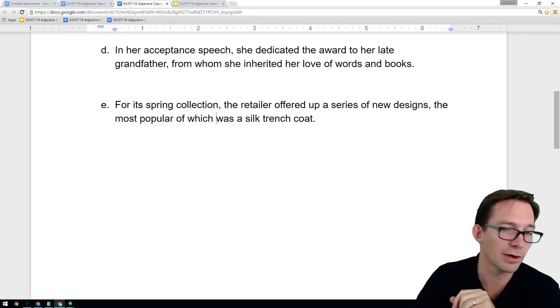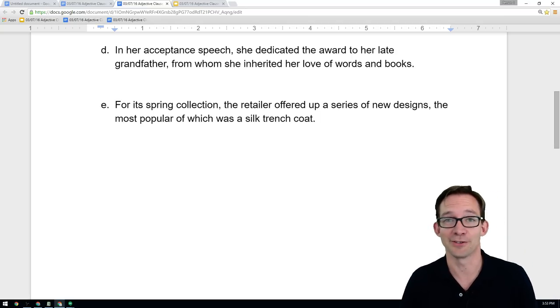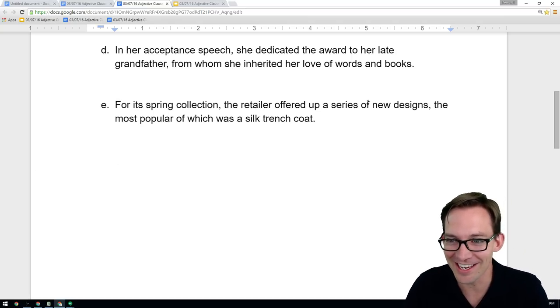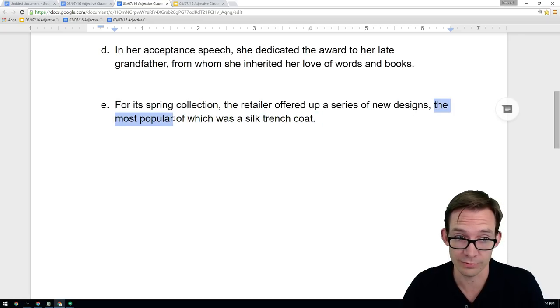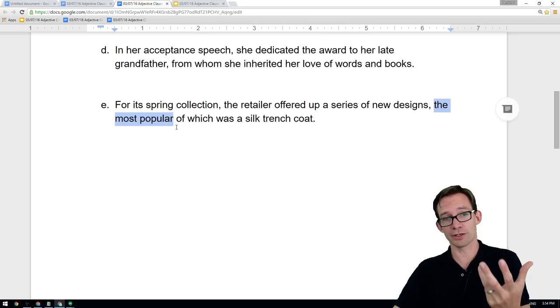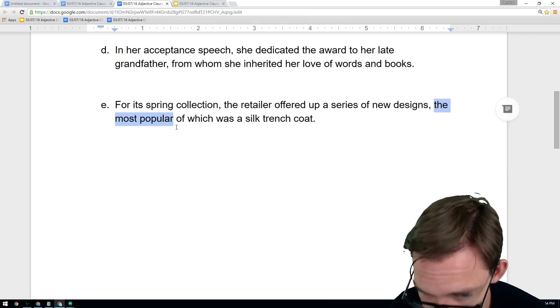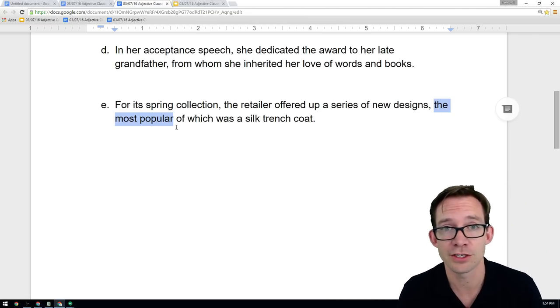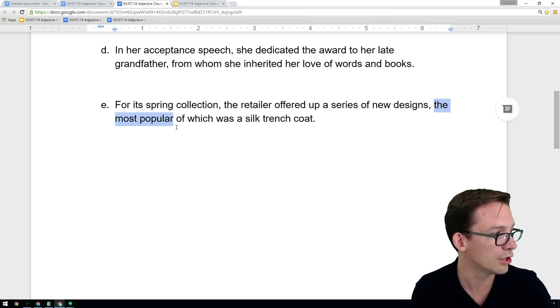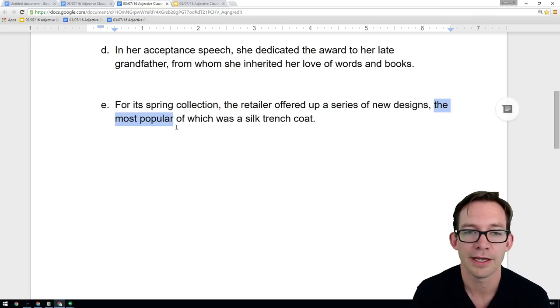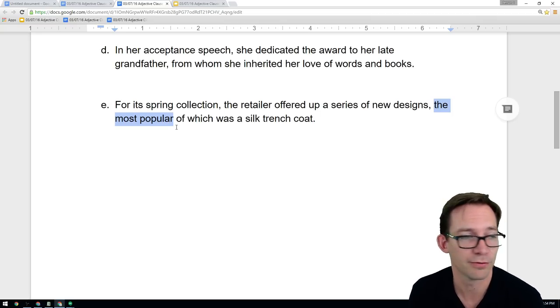What a beautiful sentence. What a beautiful adjective clause, okay? Now in this case, I'm using the superlative adjective, which can be used as a noun, right? The most popular, meaning the most popular design. And then followed by the prepositional phrase, okay?